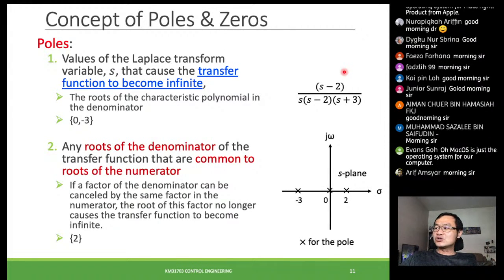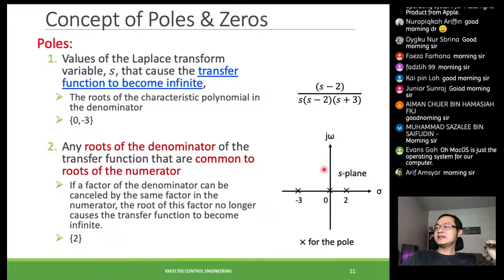And in order for us to do that, you have to make the bottom equal to 0. Meaning to say you are finding the roots of the denominator. Very straightforward. So you have s equals 0, s equals 2 and s equals -3. That would be your poles. And when you want to represent it in the S-plane, we call this the S-plane.